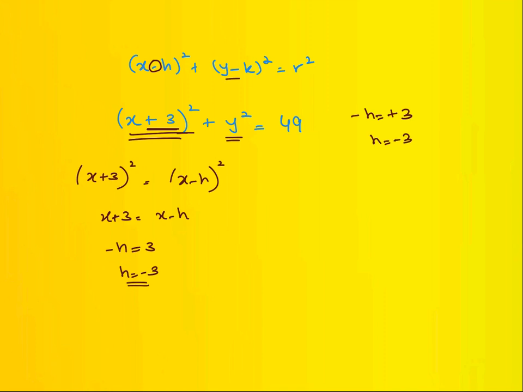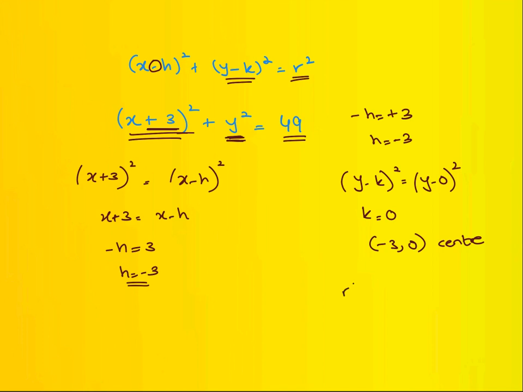Now, when I compare these two, there's nothing being subtracted from y in this one. When there's nothing, it's actually a 0. So what I can say is that (y minus k) square corresponds to (y minus 0) whole square. There's nothing being subtracted. I can say this is (y minus 0) squared. They mean the same thing. So when there's nothing subtracted, it's actually 0 and hence k is 0. The center is (minus 3, 0). Now for the radius, we just compare r square to the constant on the right hand side. That's r square equals 49. Therefore r is 7.